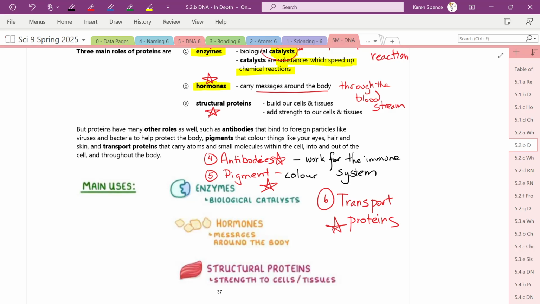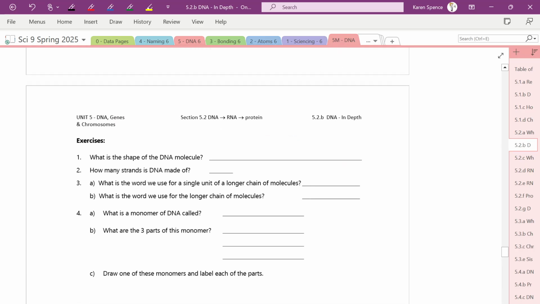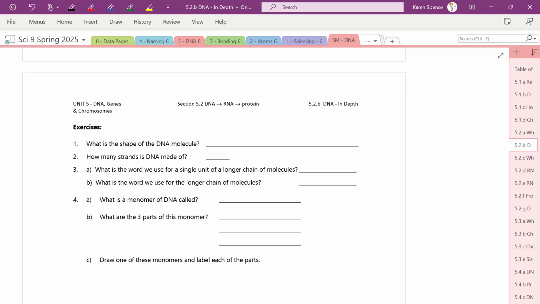Alrighty. So we are now finished this, and you could do pages 38, 39, and 40.